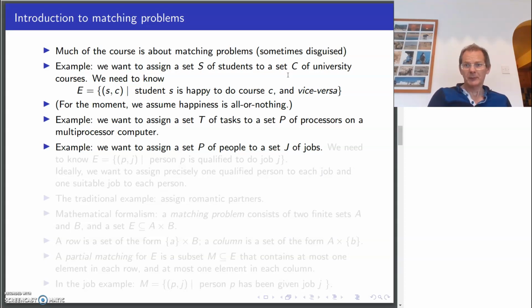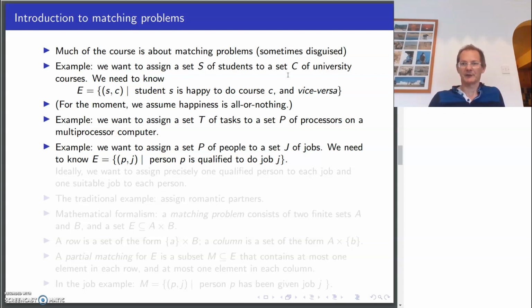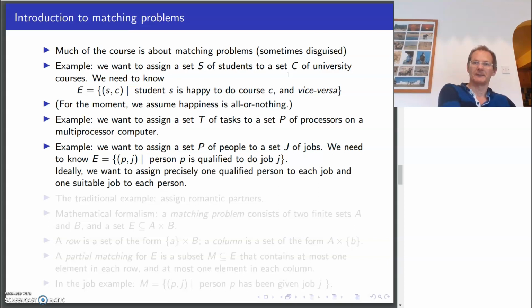But the problem we're mostly going to be discussing is like this. You've got some set P of people and some set J of jobs, and you want to assign the people to the jobs. Obviously you only want to assign people to jobs that they're qualified to do. So we need to know this set E, a set of pairs (P, J), where P is a person, J is a job, and the person's qualified to do that job. The ideal thing is that each person gets one job, each job gets one person, and the person assigned to the job is qualified to do it. So we'll be interested in understanding whether that's actually possible or not.